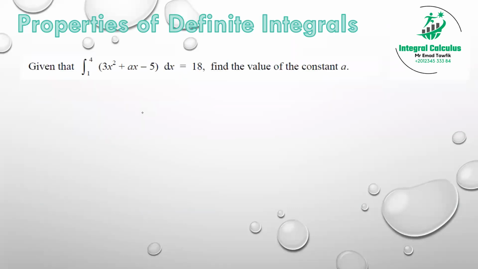If I'm going to go to the next point, I ask you here to get the value of the unknown A if the definite integral from 1 to 4 for this function is equal to 18. First of all, you have to integrate it normally. 3x squared, so it's supposed to be 3x to the power of 3 over 3. And then plus ax, so it's supposed to be ax squared over 2. And then minus 5, so it's supposed to be 5x. And then I'm going to make my substitution by 4 minus my substitution by 1. And everything should be 18.